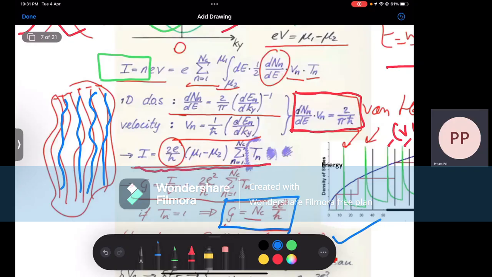So let's say in a millimeter-size piece of copper there will be billions of one-dimensional modes of electrons, and they travel through this piece of copper.